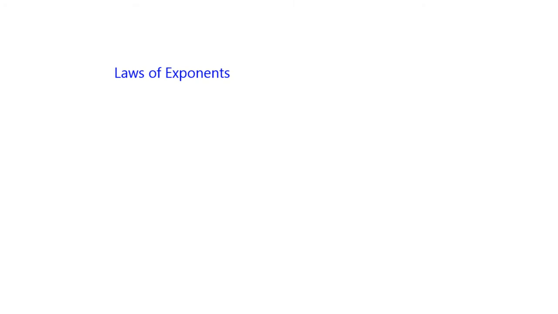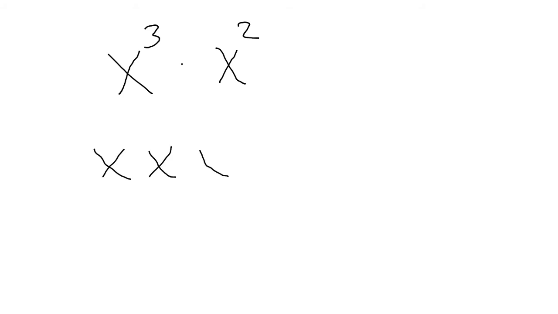This presentation is on laws of exponents. We're going to start with an easy one first. X cubed times x squared. X cubed means that there are x times itself 3 times, times x squared, which means x times itself twice. In total, it would be x to the 5th power because it's x times itself 5 times.